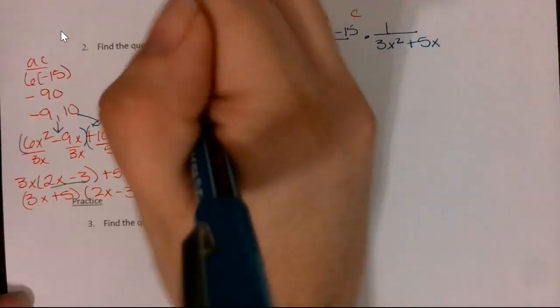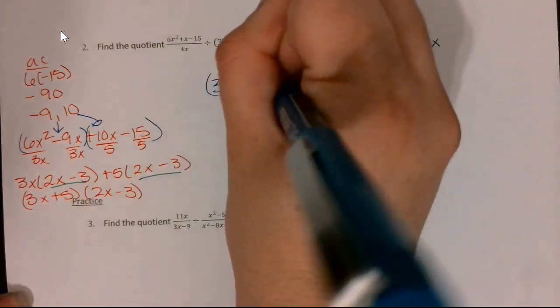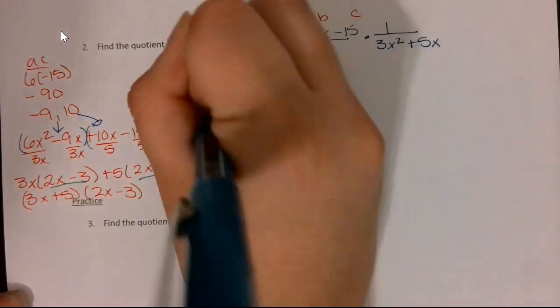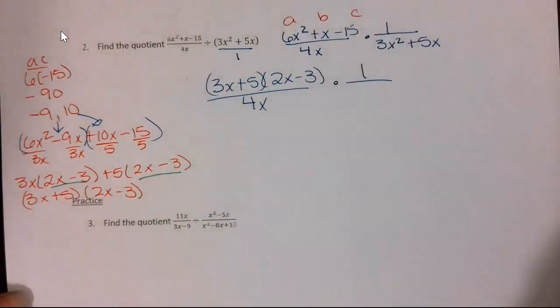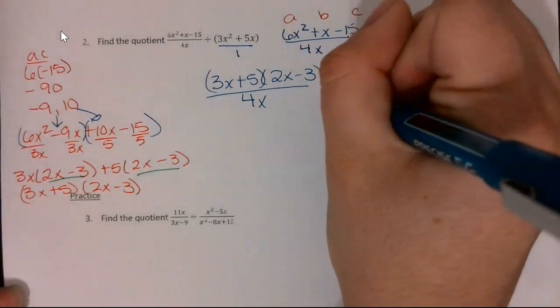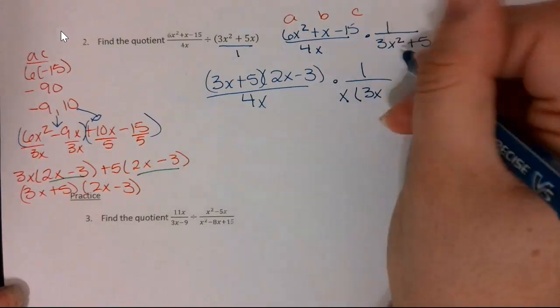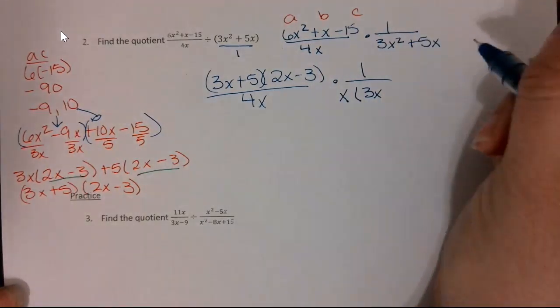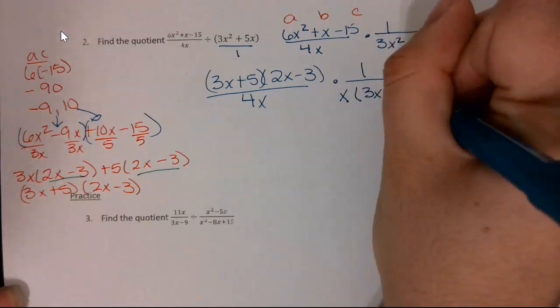So I'm going to rewrite this. I have 3x plus 5, 2x minus 3, over 4x. The 1 stays where it is on the second fraction. On this fraction, I can pull out an x. And then I have 3x, because I took out an x from x squared. And then 5x divided by x is 5.